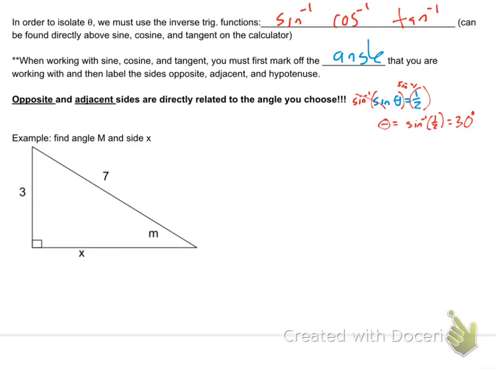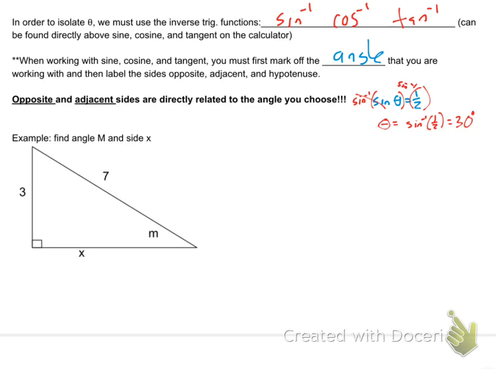So, why is this all important? What can we do with it? Well, I can solve triangles like this. I can find angle M and I can find side X. Now, if I gave you this particular problem without even telling you about Sohcahtoa and right triangle trig, everybody in that room should be able to say, hey, I can use the Pythagorean theorem: X squared plus 3 squared equals 7 squared. Solve for X. We've done that many times.